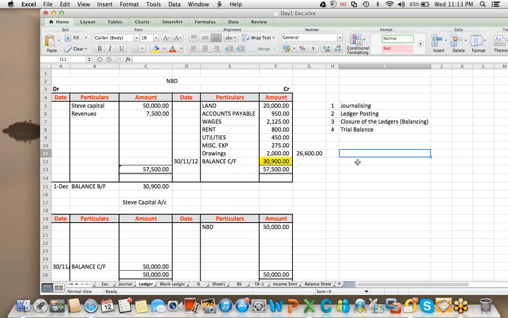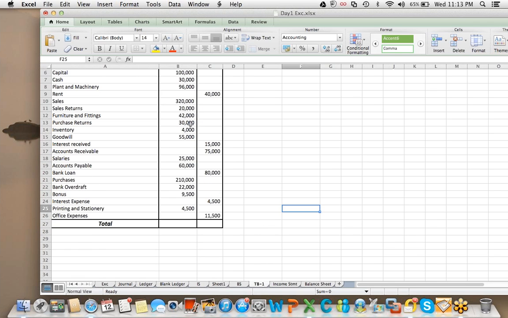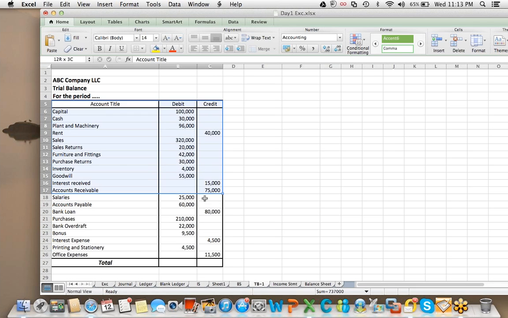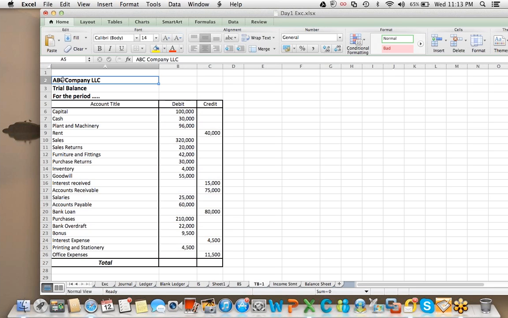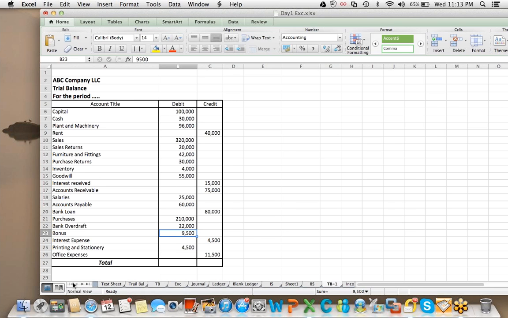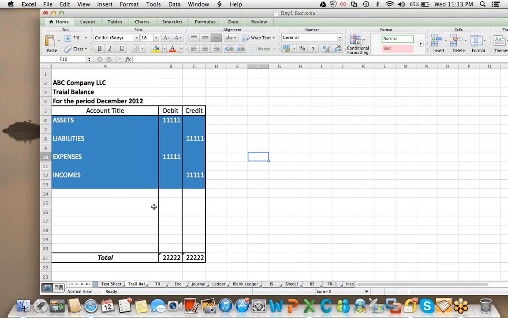And the trial balance format is this. You will have the company trial balance for the year ended, and the debit amount, credit amount, account title. This is the format.